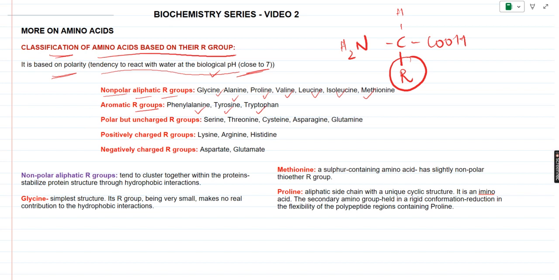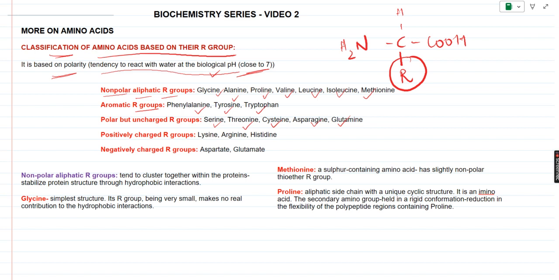Polar but uncharged R groups. So you have the R groups that are polar but they are uncharged, mainly because of certain electronegative atoms that are present in the R groups. The amino acids that fall into this category are serine, threonine, cysteine, asparagine, and glutamine. Asparagine and glutamine have an amide group, and cysteine is a sulfur-containing amino acid, and serine and threonine both of them have hydroxyl groups.